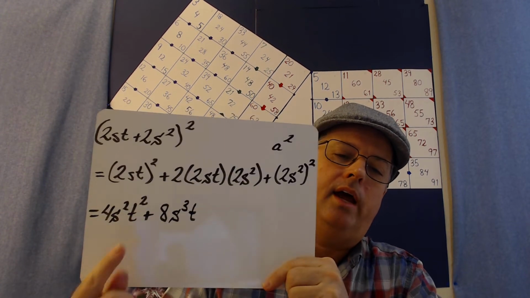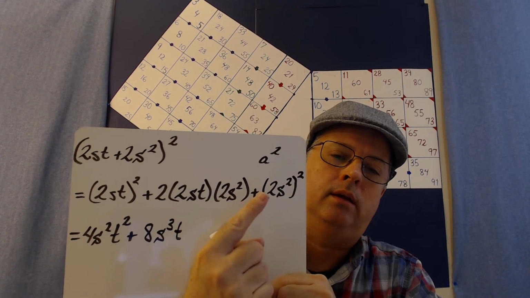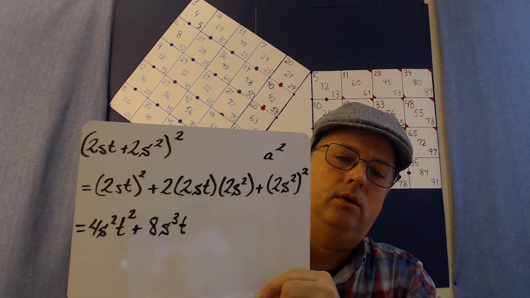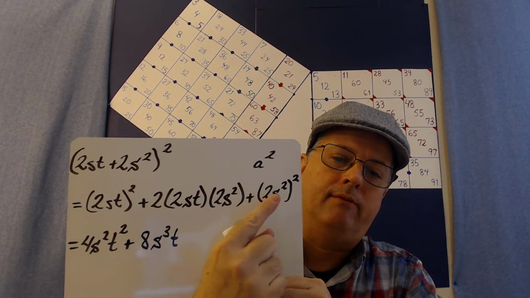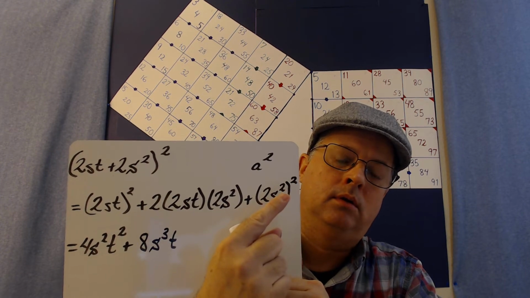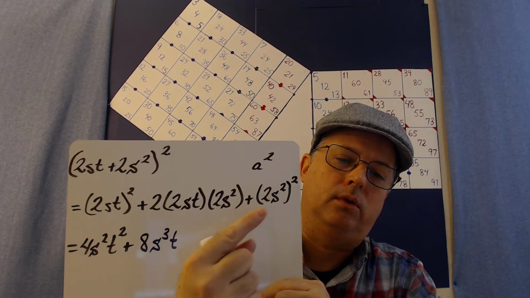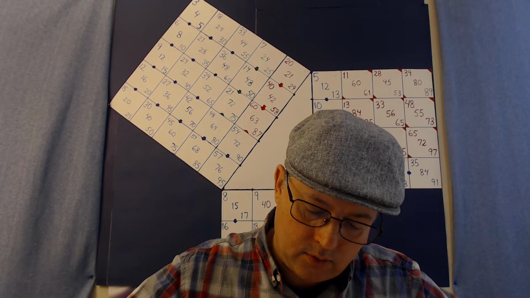All right, and now plus (2s squared) squared. So again, the 2 is being squared and the s squared is being squared. So 2 squared is 4. And when we have a power to a power, that means we multiply the exponents. So that's 4, 2 times 2 is 4 there, so that's plus 4s to the 4th.